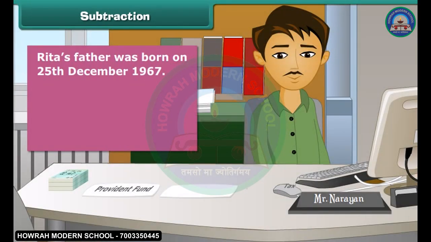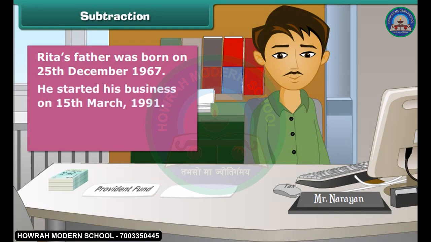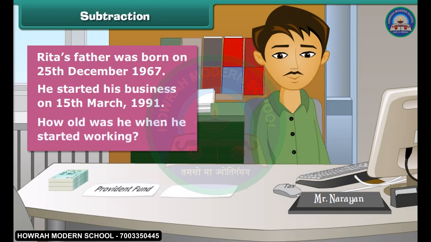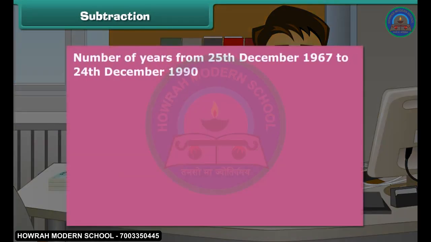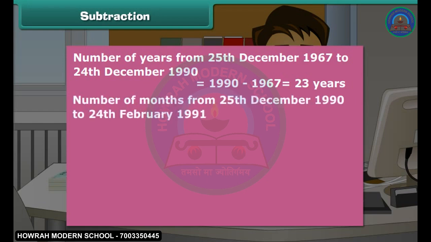Ria's father was born on 25th December 1967. He started his business on 15th March 1991. How old was he when he started working? Number of years from 25th December 1967 to 24th December 1990, which is 1990 minus 1967, means 23 years. Number of months.